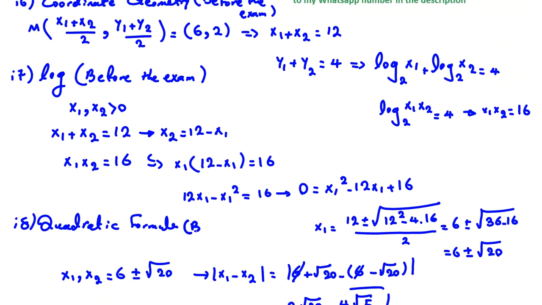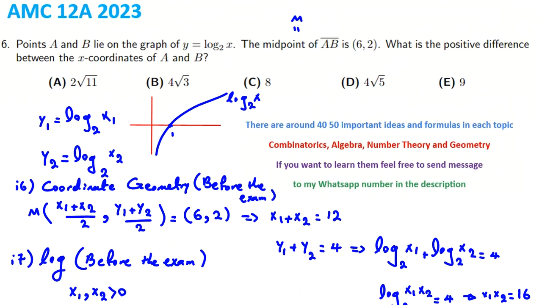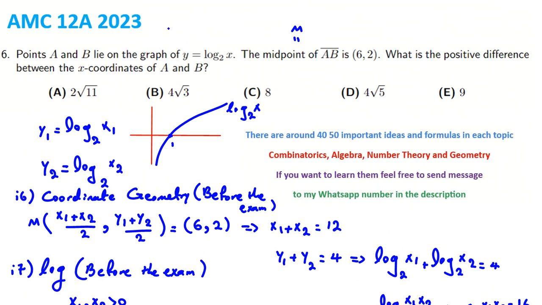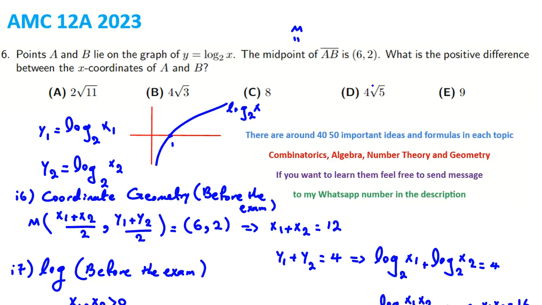And again, before the exam, I said the important properties. I released videos in 4 parts: number theory, combinatorics, algebra and geometry. If you saw them, I told all these ideas. Okay, so the answer is which choice? 4 root 5, choice B.